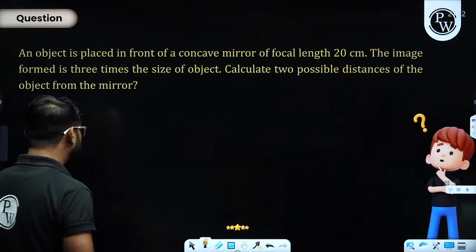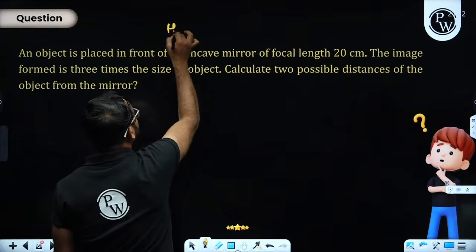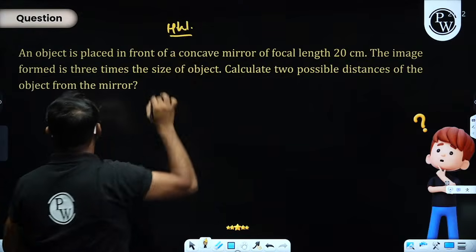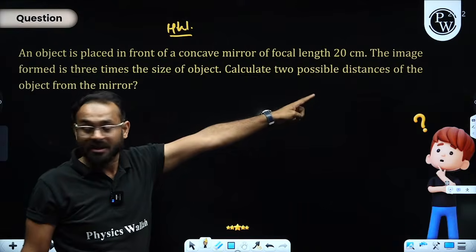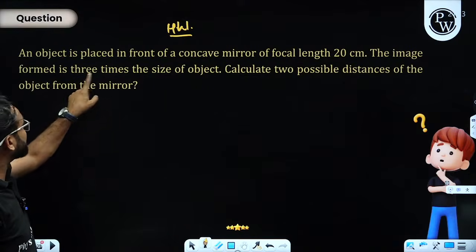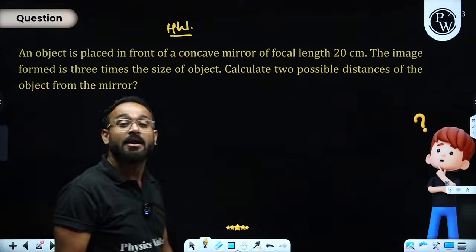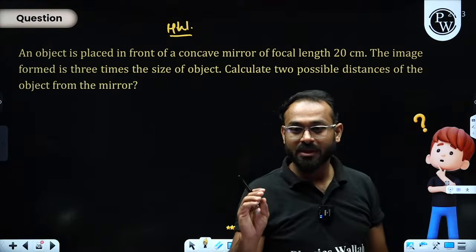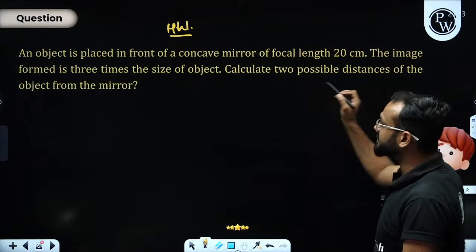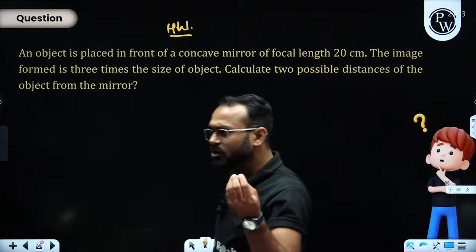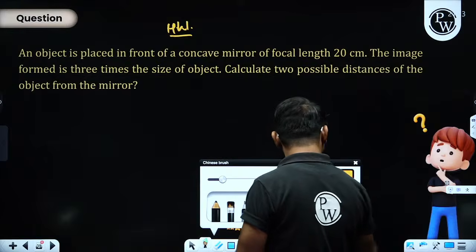There is one question that I'm giving you as homework. You need to try this. The object is placed in front of a concave mirror. Focal length is 20 centimeter. The image formed is 3 times the size of the object. Magnification is given over here. Calculate the 2 possible distances of the object. I'm just giving you a small hint.